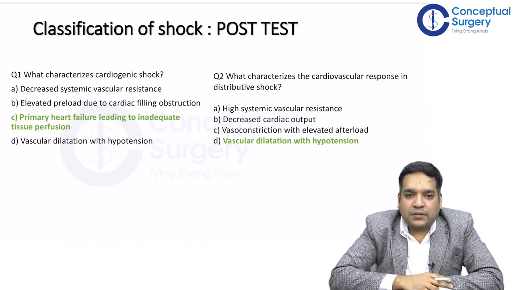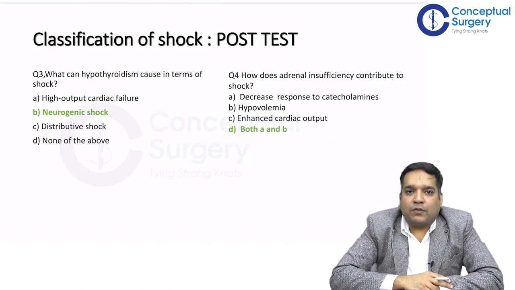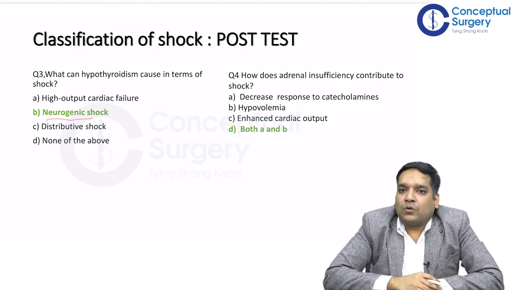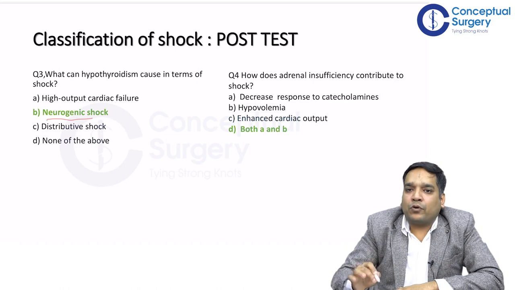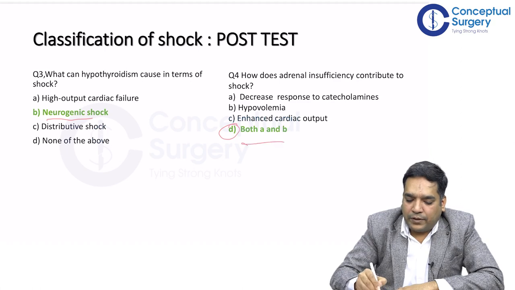So going on to the post test, the answer of question number 1 is choice C. Primary heart failure leads to inadequate tissue perfusion, and this characterizes cardiogenic shock. The answer of question number 2 is choice D. So vascular dilatation with hypotension characterizes the cardiovascular response in distributive shock. Answer of question number 3 is neurogenic shock. So hypothyroidism usually mimics a neurogenic shock. Question number 4: how does adrenal insufficiency contribute to shock? The answer is it decreases the response to catecholamines and also it leads to hypovolemia. So the answer is choice D, both A and B.